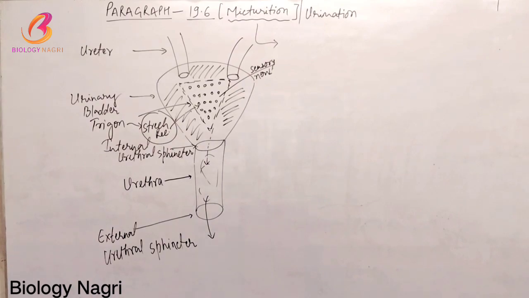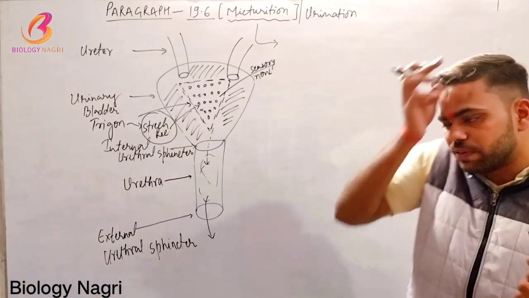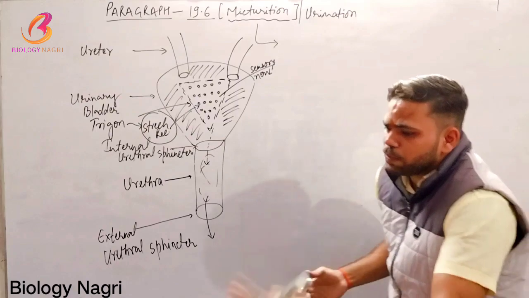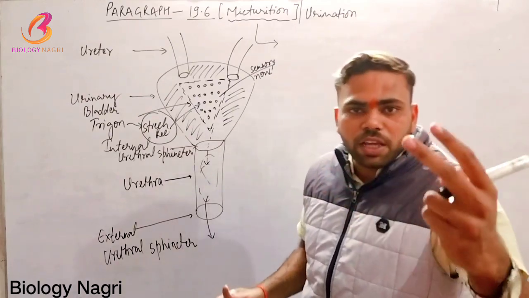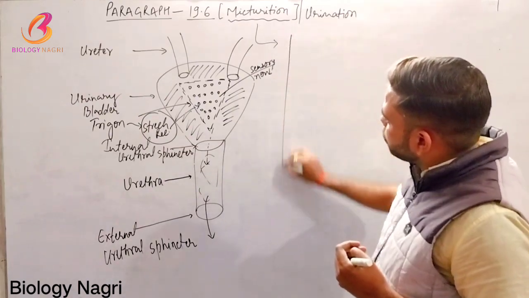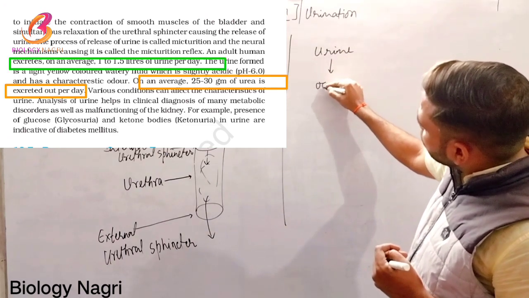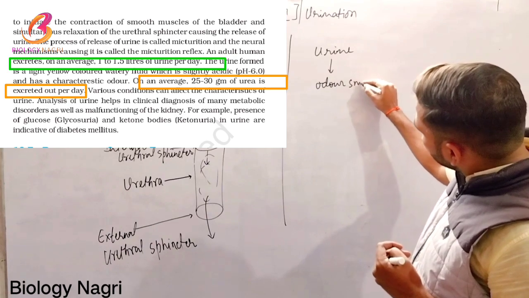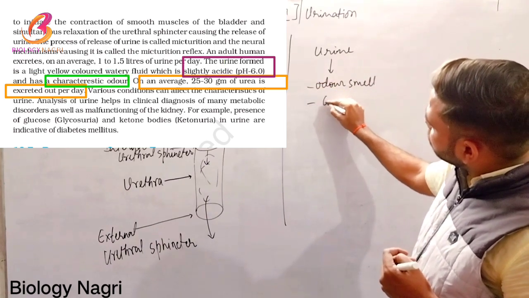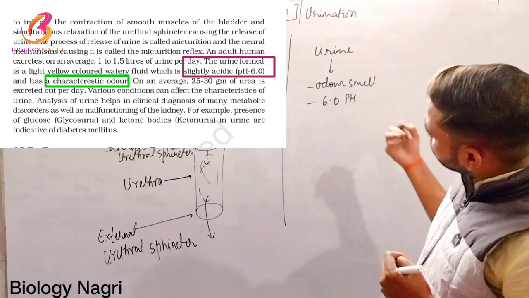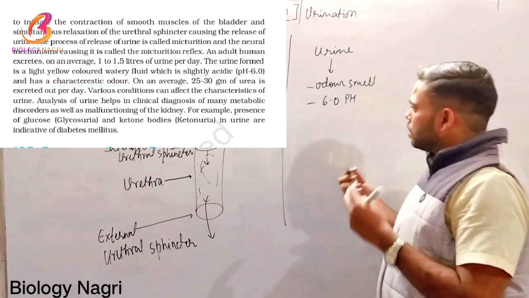Now see something more about urine, beta, because when we are talking about micturition, which is the removal of urine from the body, let's talk something about urine. Urine has a characteristic smell and a pH of approximately 6.